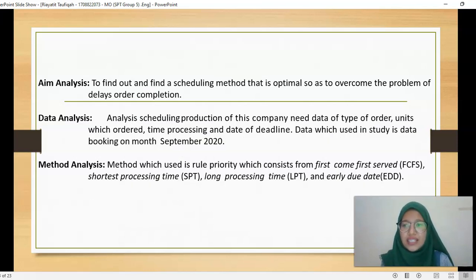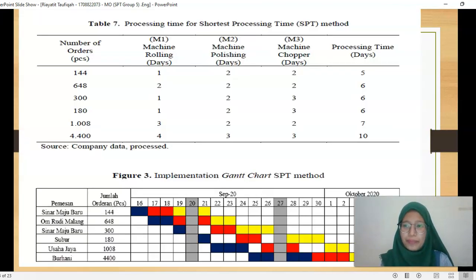And the aim of this analysis is to find a scheduling method that's optimal so as to overcome the problem of delays in order completion. And for data analysis and method analysis, it's similar to the previous analysis. Okay, here is the table of processing time for the company. The table consists of 5 categories: number of orders, machine rolling per day, machine polishing per day, machine chopper per day, and then processing time.